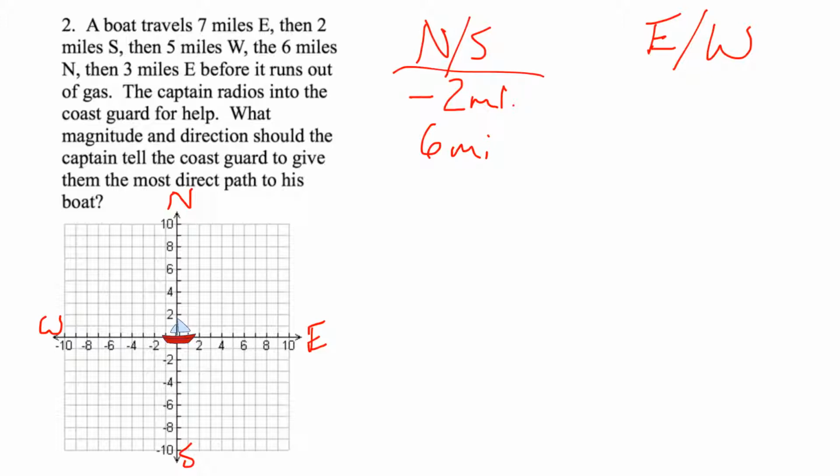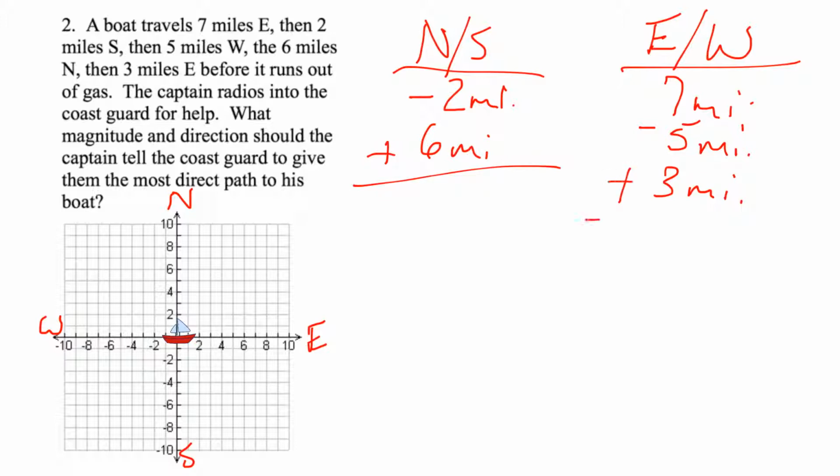Now let's do our east-west directions. We've got 7 miles to the east, which is going to be in a positive direction. So we've got 7 miles here. Then we've got 5 miles to the west, so I'm putting negative because in the westerly direction is negative. Then 3 miles east, and that's the end of that one.